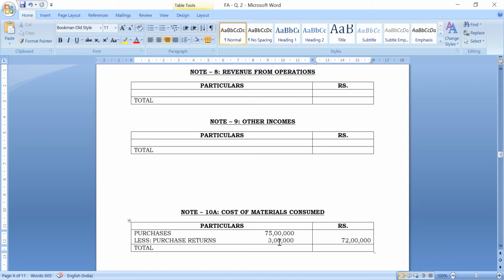Then we have sales in note number 8. Note number 8 is here itself on the screen. Put in it the sales, the amount of sales.